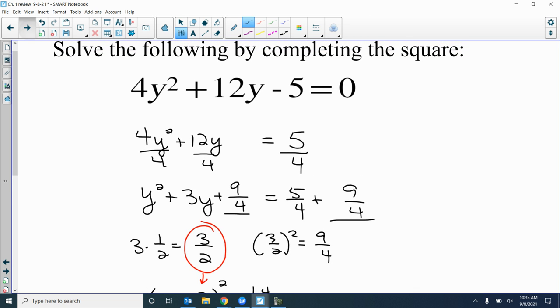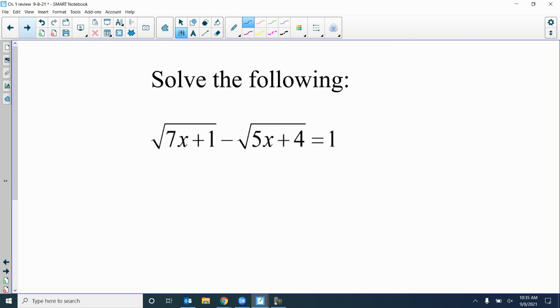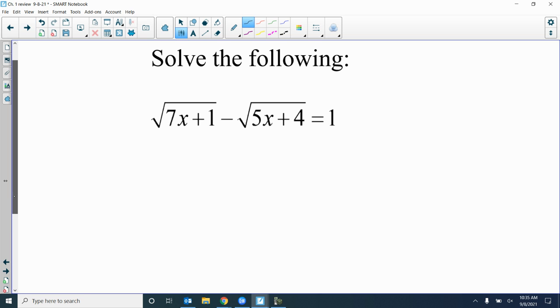We did a mixture problem. Let's take a look at a radical problem. Square root of 7x plus 1 minus square root of 5x plus 4 equals.